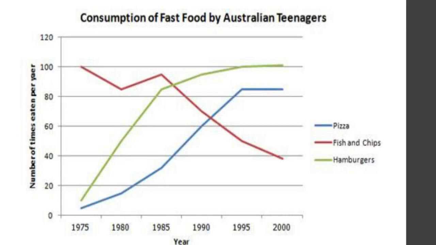You can observe that the consumption of fish and chips, the red line, is declining over the period of time, and the consumption of pizza and hamburgers, the blue and the green lines, are increasing with the passage of time. So it is clear to us that these 2 things are following a similar kind of pattern. This is our observation, and let's start with the introduction.